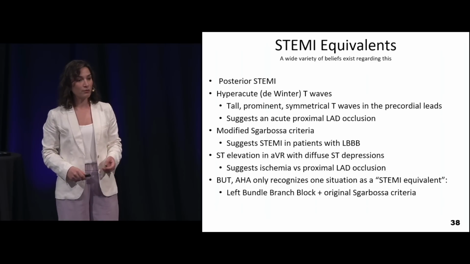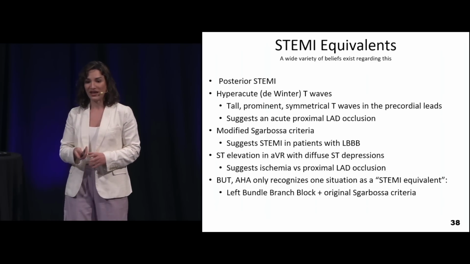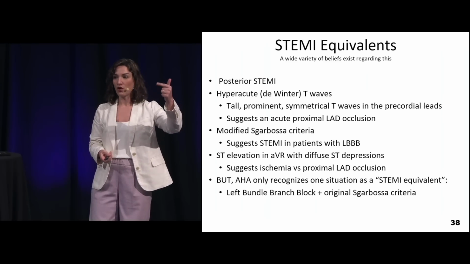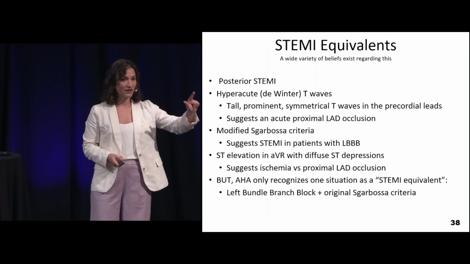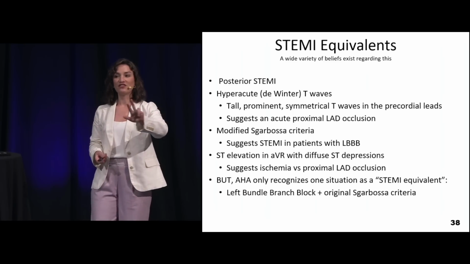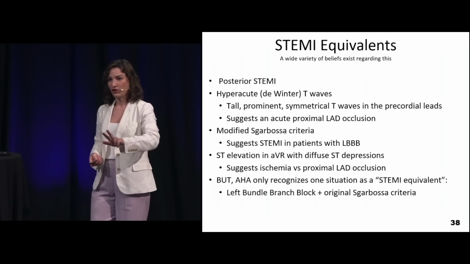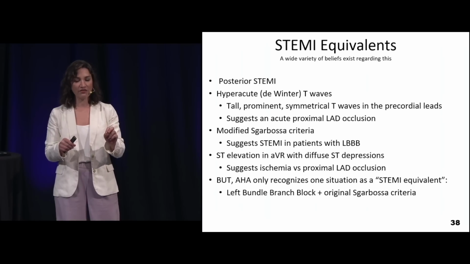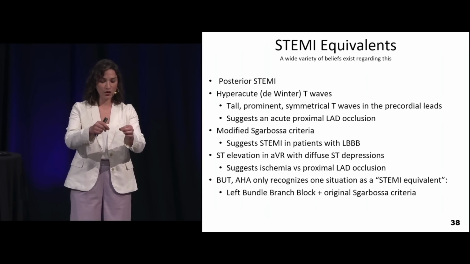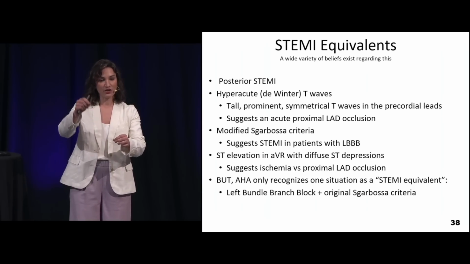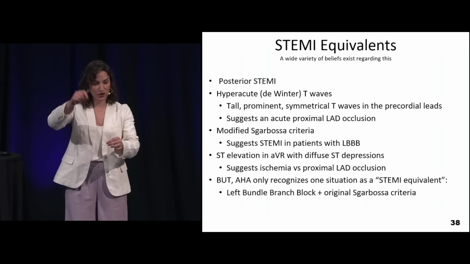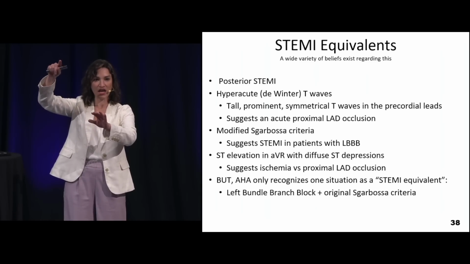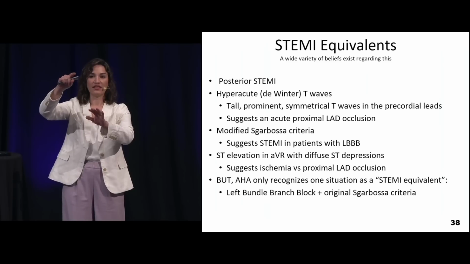The modified Sgarbossa criteria, just remind yourself about that because I'm out of time. Number one, there's 3 of them. Number 1 and number 2 are exactly the same as the original Sgarbossa criteria. It is just the 3rd one that's different. That's what makes it modified. Essentially it says if you have discordant leads, so the QRS is going down and you have ST elevation going up, you have to have that, and then the ST elevation.